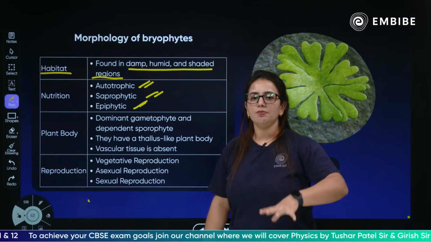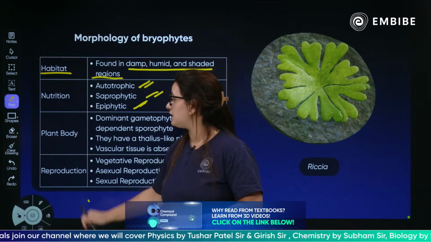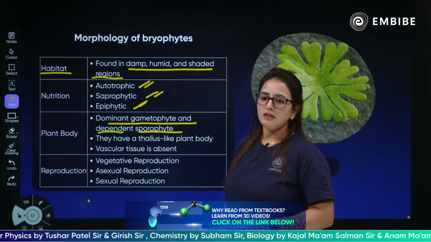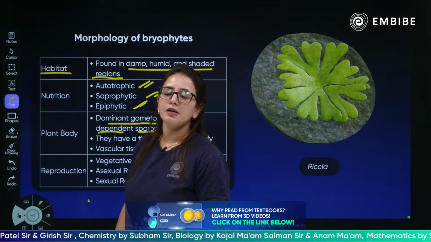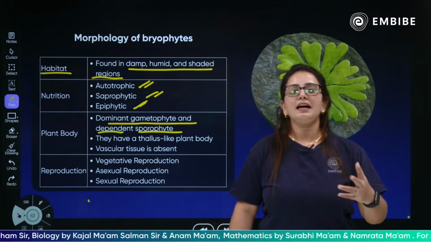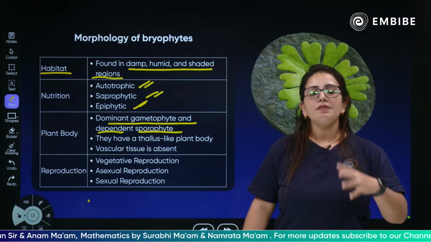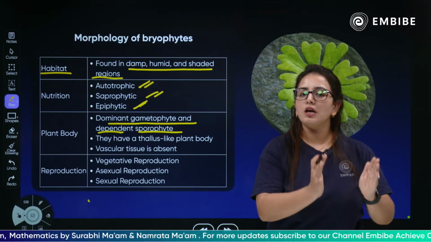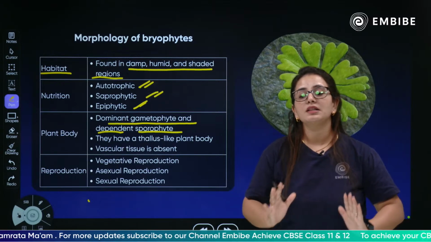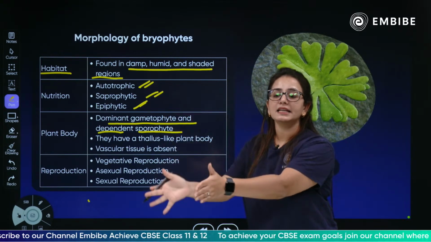What about the plant body, the external organization? Talking about the plant body, they have a dominant gametophyte which is dependent on the sporophyte. What is a dominant gametophyte? It is the gametophytic body which produces gametes. Children, what is a sporophyte? A sporophyte is a structure which eventually develops into a root, stem and leaves. When we talk about the gametophytic body, we are talking about the male or female gametophyte. But when we talk about the sporophyte, we are talking about the root, stem, leaf-like structure.